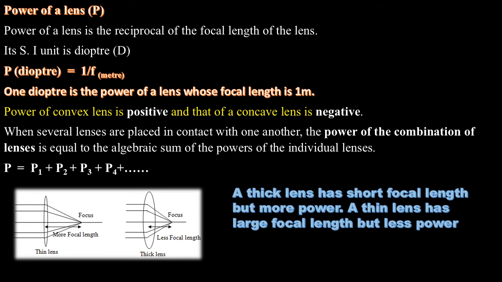When several lenses are placed in contact with one another, the power of the combination of lenses is equal to the algebraic sum of the powers of the individual lenses. That is, P equals P1 plus P2 plus P3 plus etc. Please note, a thick lens has short focal length but more power. A thin lens has large focal length but less power.